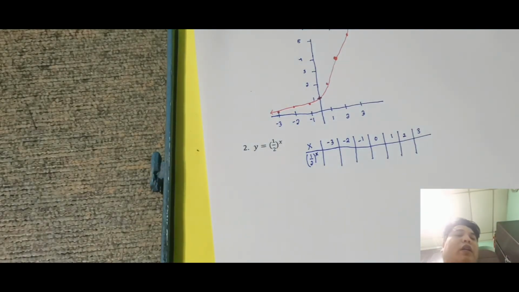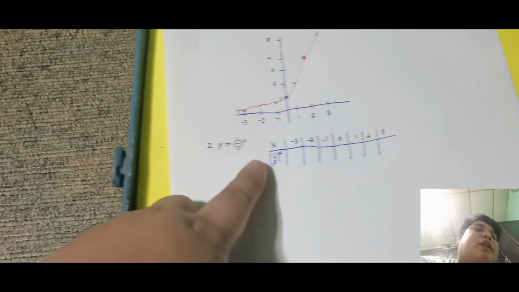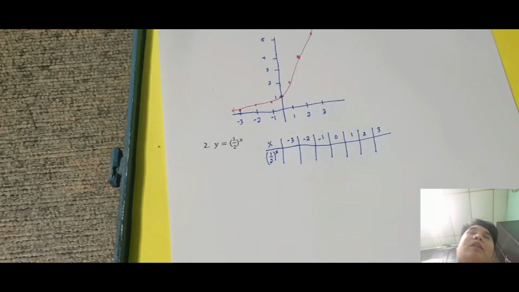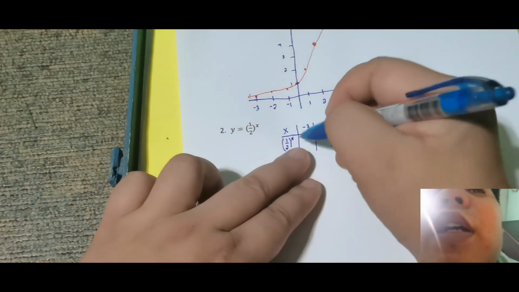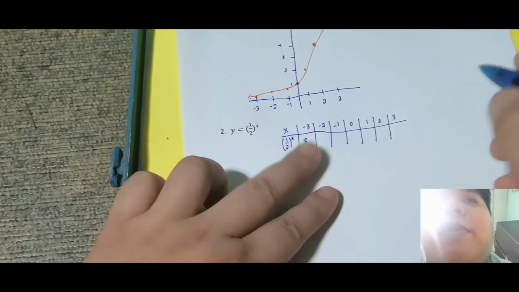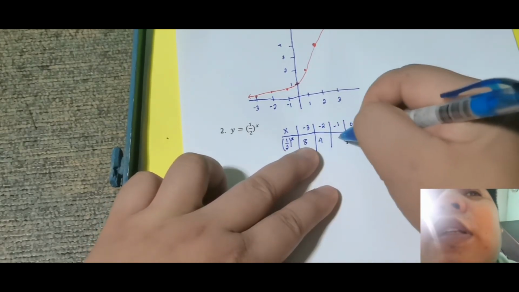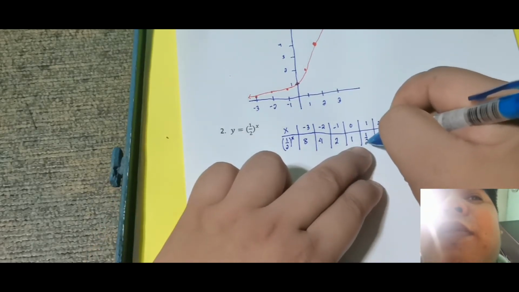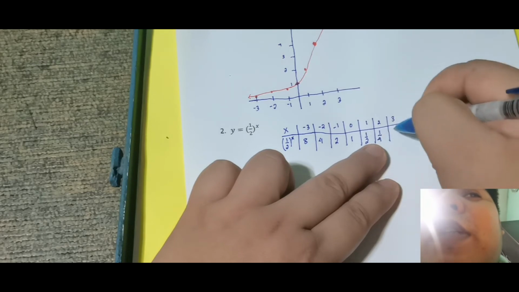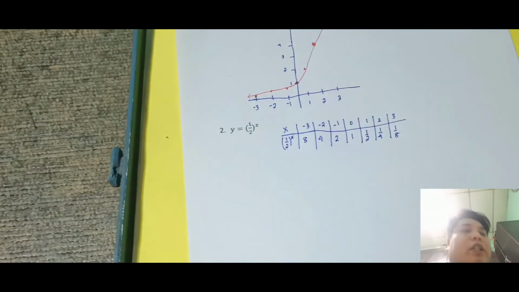So, kung napansin mo, kung negative 3 i-input ko dyan, 1/2 raised to negative 3, that is 1 over 2 raised to negative 3. So, yung 2 raised to negative 3 aangat, magiging 2 raised to 3. So, obviously, 1/2 raised to negative 3 is 8. Kasi that is 2 raised to 3. Okay, so that is 8. So, obviously, this is 4. This is 2. This is 1. And this is, syempre, 1/2, 1/4, and 1/8. So almost opposite kasi siya nun.